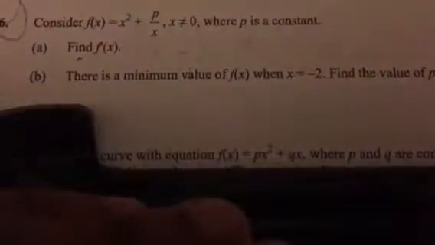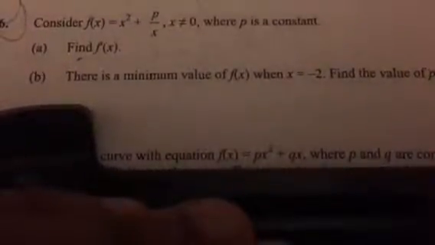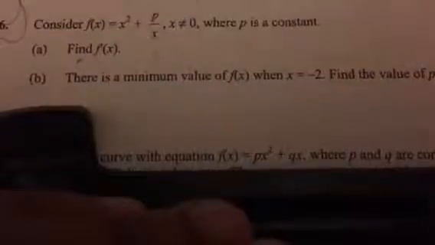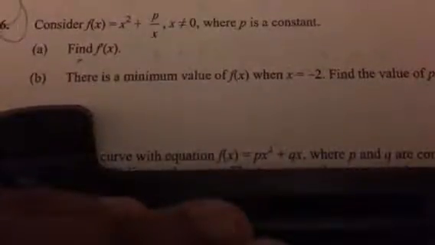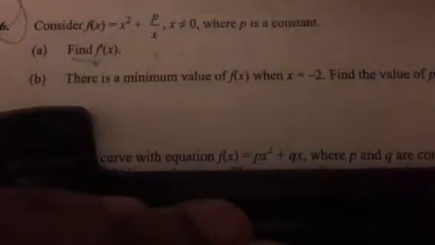Alright, so this is what question 6 looks like. Next one I'll be doing. Consider f of x equals x squared plus p over x. P is a constant. First portion says find the derivative, f prime of x.